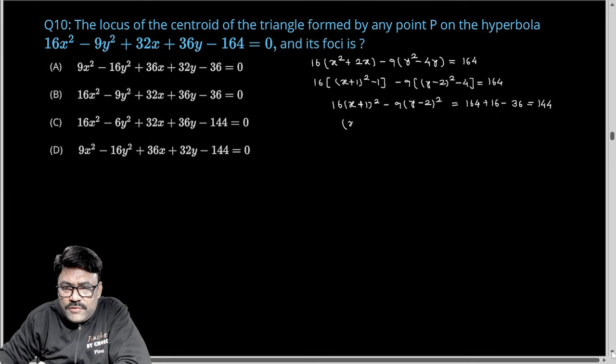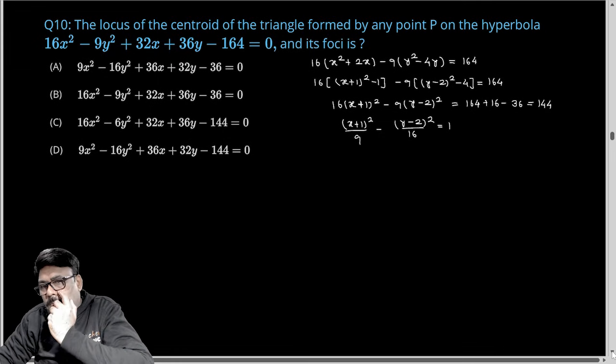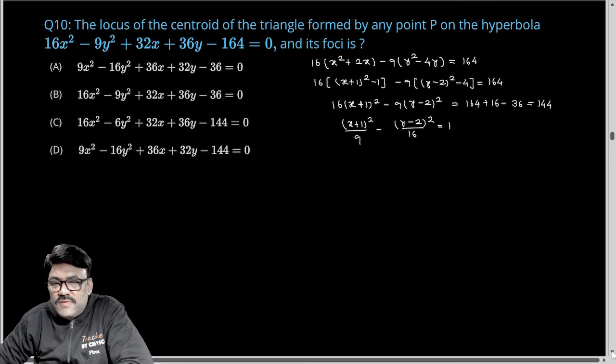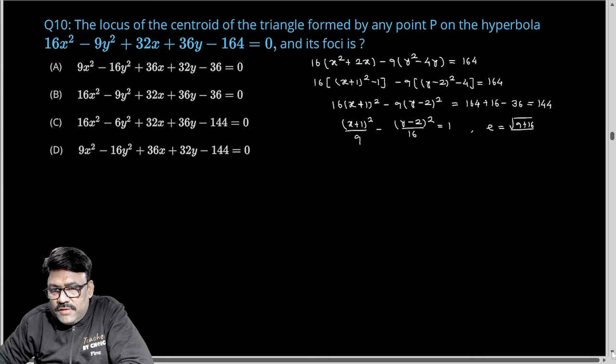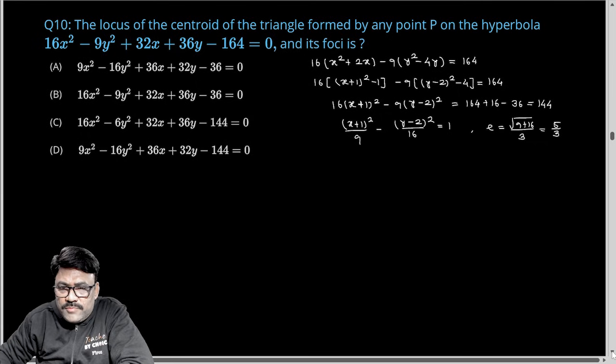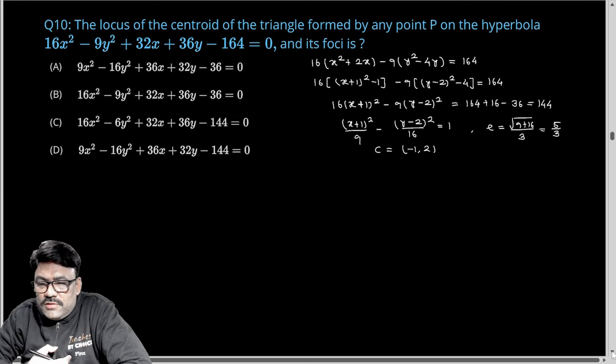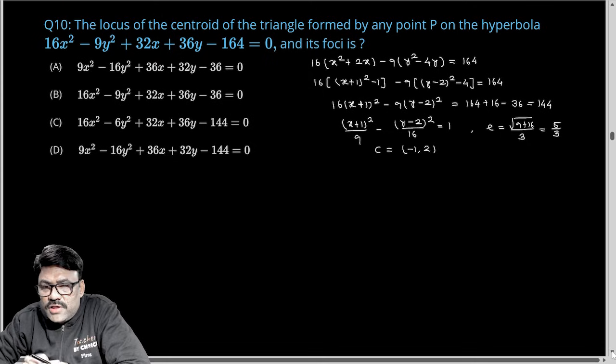Divide the whole equation by 144. So you are getting x plus 1 whole square by 9 minus y minus 2 whole square by 16 is equal to 1. This is our hyperbola. A square is 9 here, b square is 16 here. So if I find its eccentricity, it is under root a square plus b square by a. A is 3. So 5 by 3 is the eccentricity. And center of this hyperbola, let me call the center of the hyperbola as C, is minus 1 comma 2. And you know that distance between the center and focus is AE.